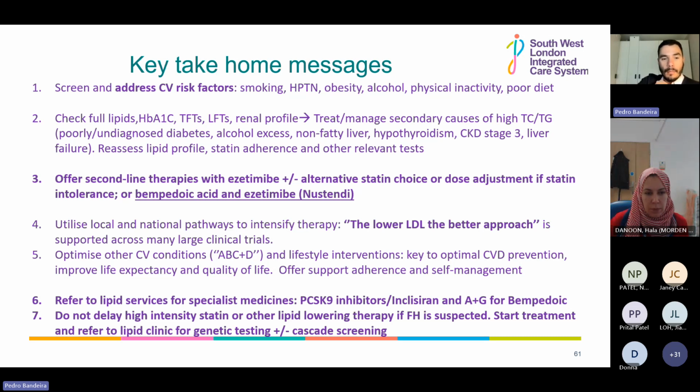And the final point is, as I mentioned, for patients at high risk, including patients with FH, do not delay high-intensity statin. Please start these medications in primary care and then refer them to lipid clinic for genetic testing and further treatment options.